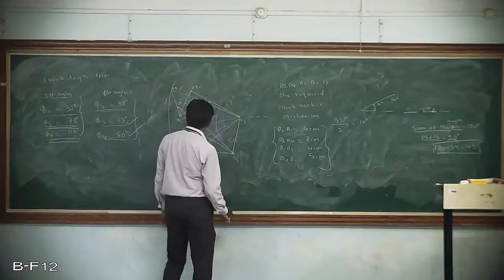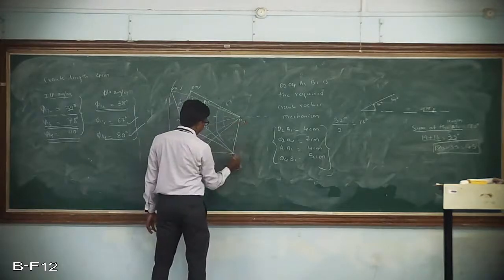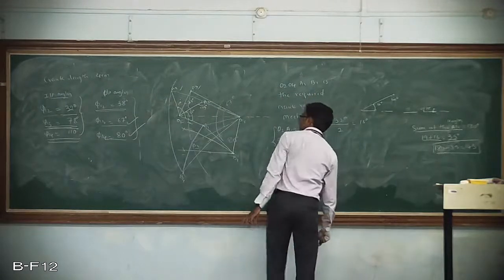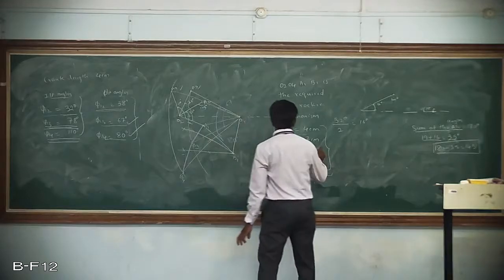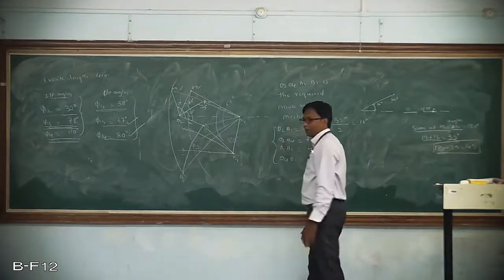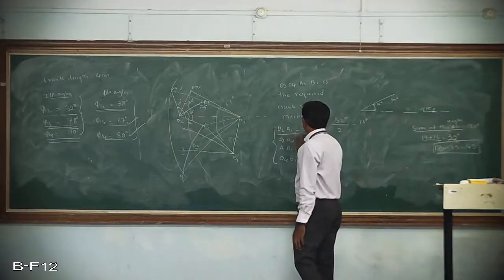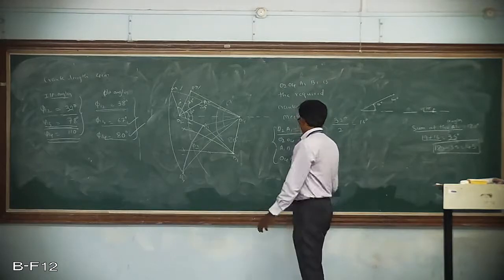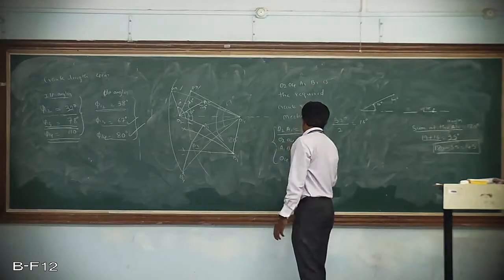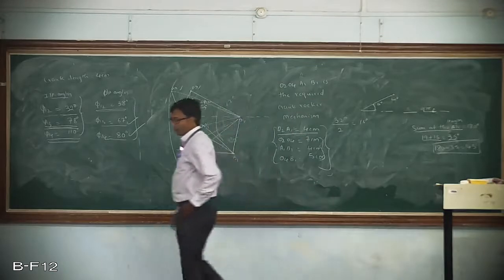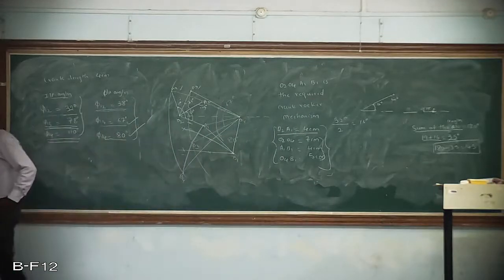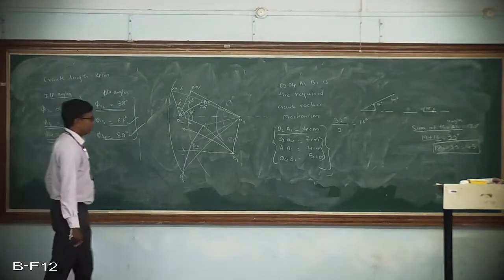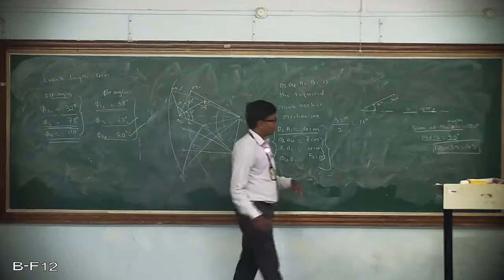So your required mechanism is O2, O4, B1, A1. So O2, O4, B1, A1 is the required crank rocker mechanism. You need to measure the dimensions of those links. Initially, we assumed O2A1 as 4 centimeters. Then you have to measure the other 3 lengths. So like this, you construct the crank rocker mechanism for 4 position synthesis. I hope it is clear.